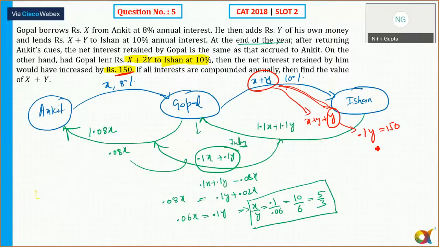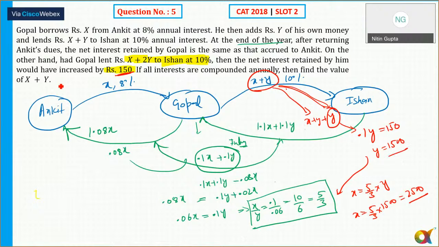So what is the value of y? Y comes out to be equal to how much? Here, can anyone tell me? So y is equal to 1500. Now substitute this y is equal to 1500 here. So x is equal to 5 by 3 into 1500. That is equal to 2500. So x is 2500, y is 1500.